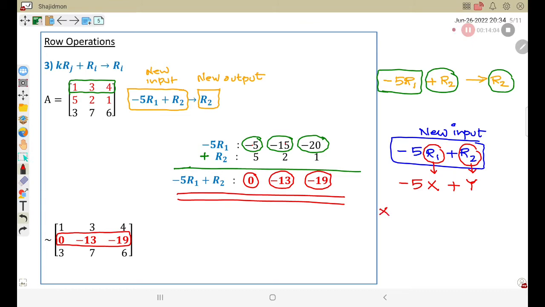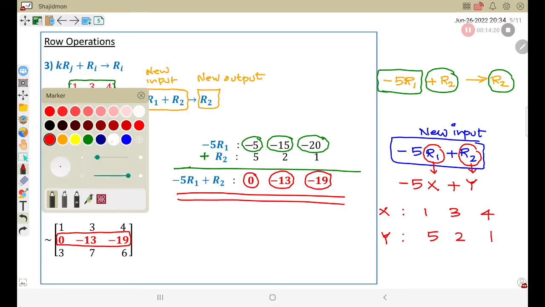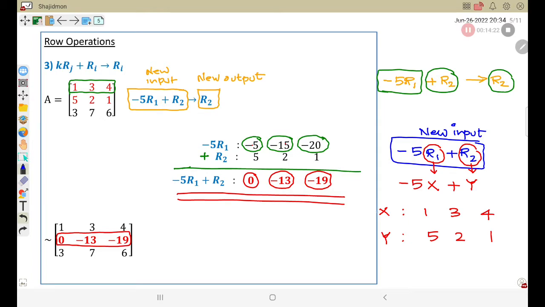Now what is X actually? X means the first row, R1. What is the row? 1, 3, 4. Y means R2, the second row. What is the second row? 5, 2 and 1, correct? Whenever we are doing this, follow this: X means R1, the first row, and Y means the second row, R2, for calculator purposes. Now enter this rule in your calculator: minus 5x plus y. You know how to enter x in your calculator.